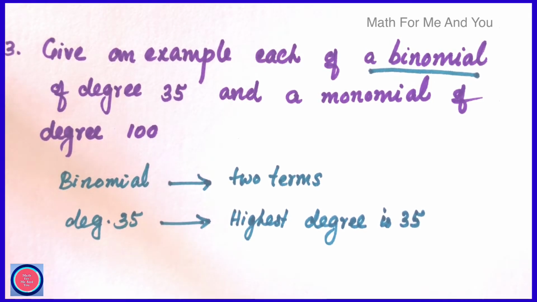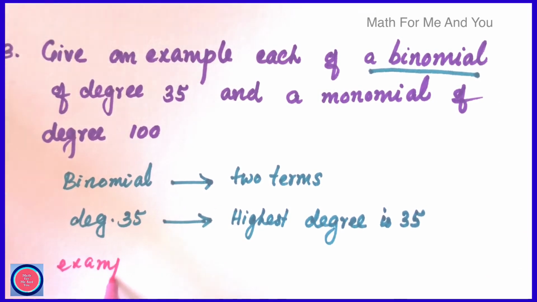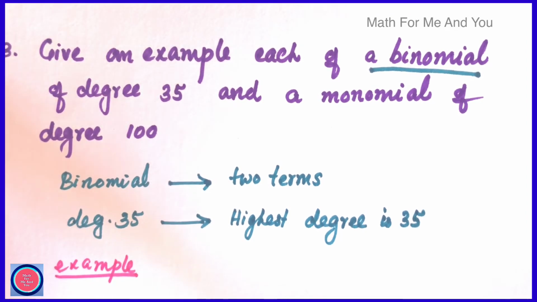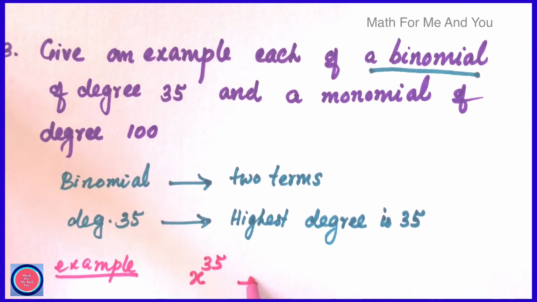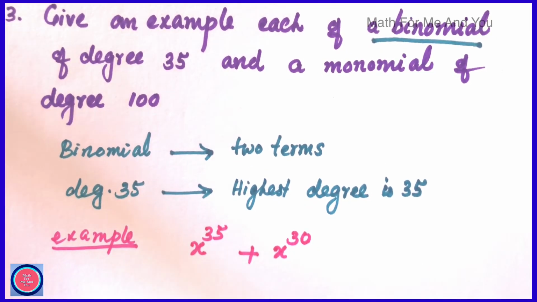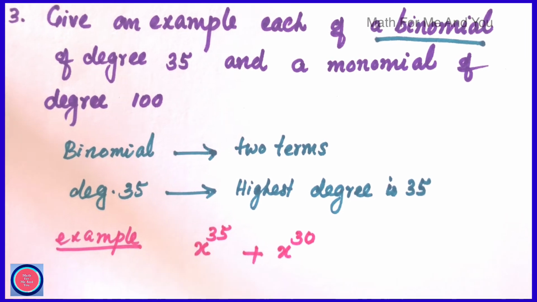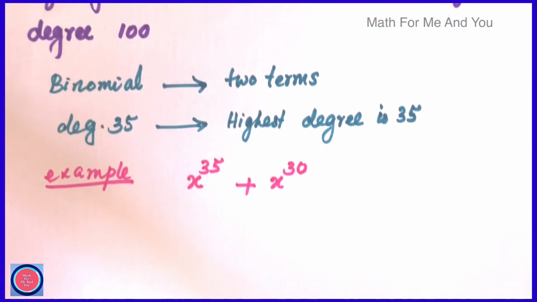We can take any variable. I'm considering variable x. First I will write the maximum power term, x with the maximum power, that is 35. It is the degree 35. Then you can select x with any other power smaller than this. I'm just writing x to the power 30. You can write 34 or 32, 31, any power, but it should be smaller than 35. See here, there are 2 terms and the highest power is 35. So the degree is 35.